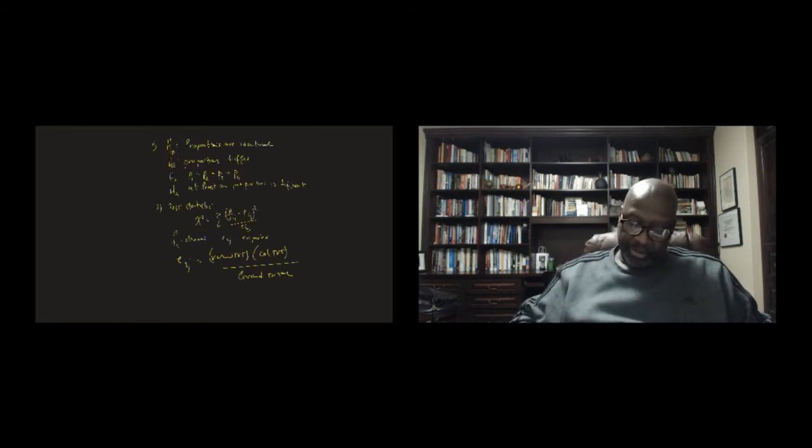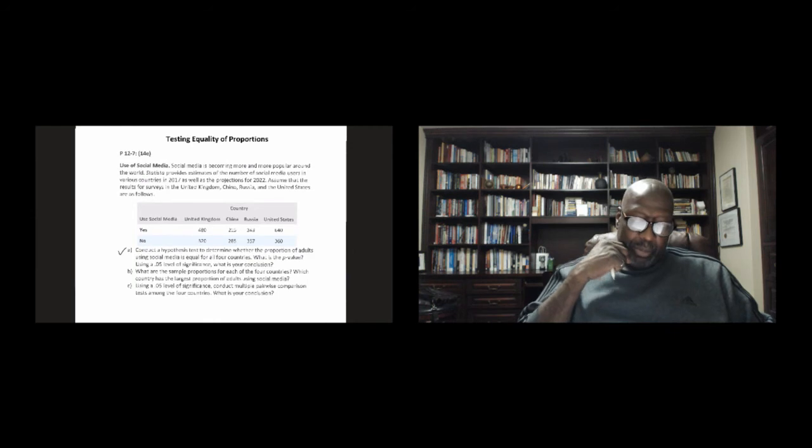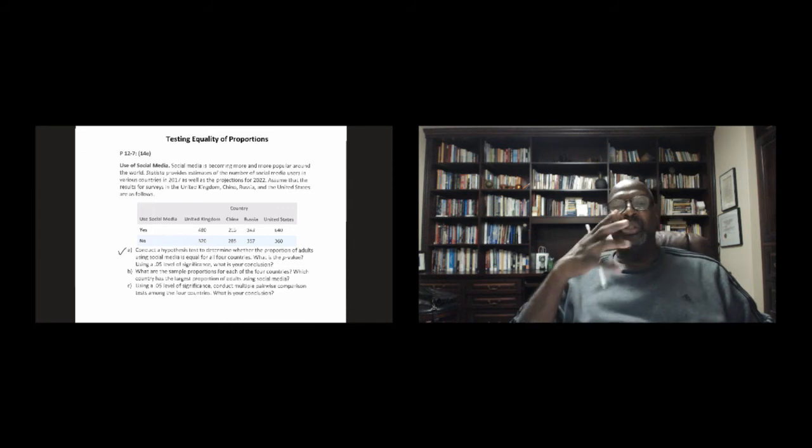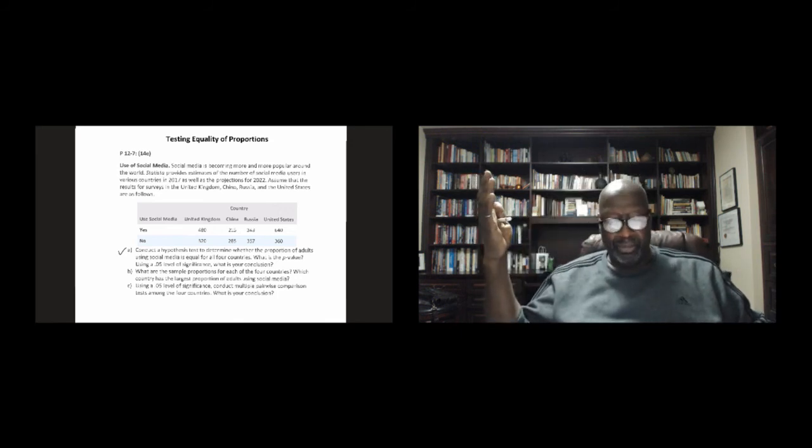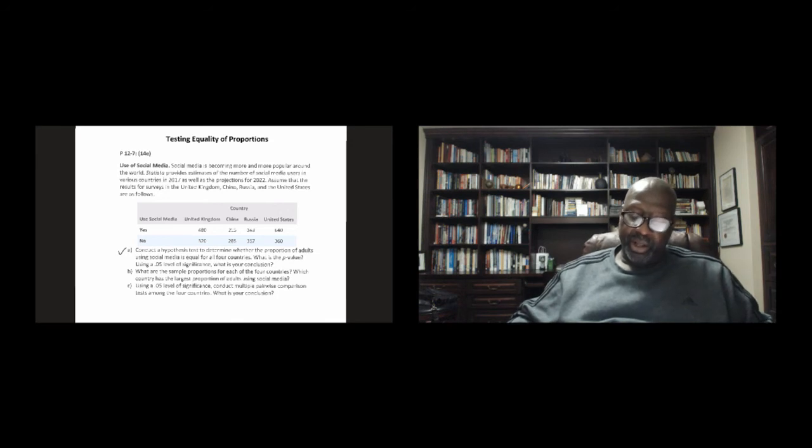Let's go back to our question. What are the sample proportions for each of the 4 countries? Which country has the largest proportion of adults using social media? To do that, we ask what's the proportion for United Kingdom, for China, for Russia. The United Kingdom would be 480 over 800, China would be 215 over 500, and so forth, 343 over 700, 640 over 1,000. Let's put these proportions down and see what we get.